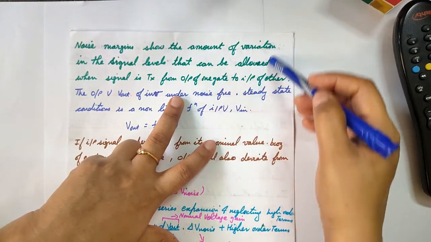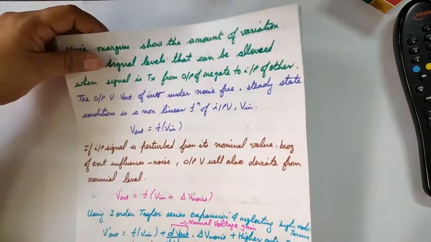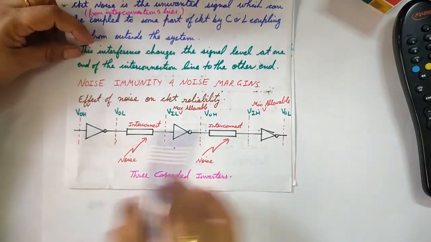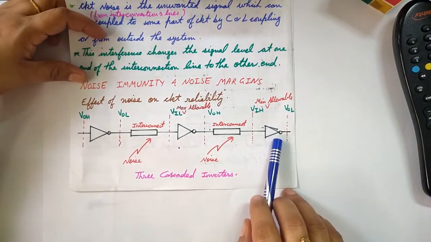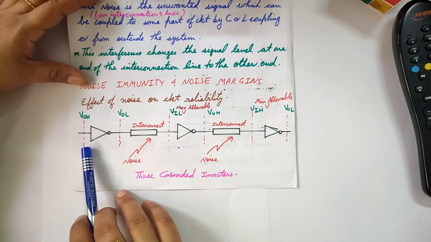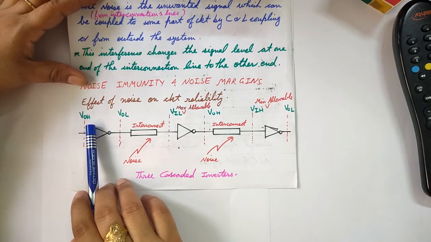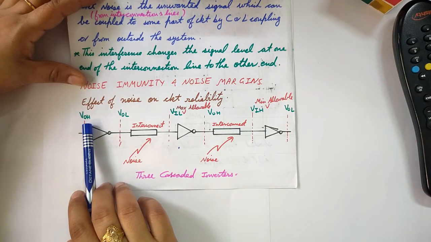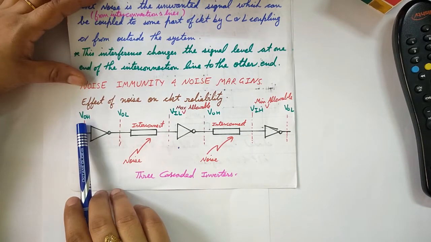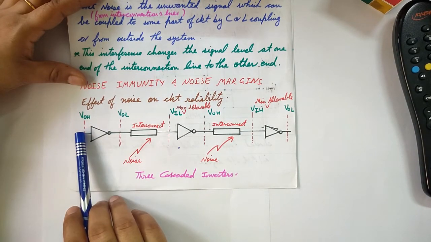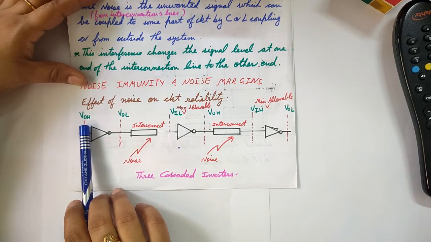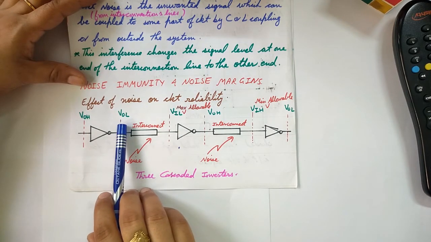This is what we are going to understand with the help of this three cascaded inverter example. Now let's focus here. You have these three cascaded inverters. Let's assume the input to the first inverter is VOH. You can also take any low signal, it's up to you, I'm taking this. If I take VOH as the input, the correct output will be a logic low signal because it is an inverter. So VOH will give VOL at the output.